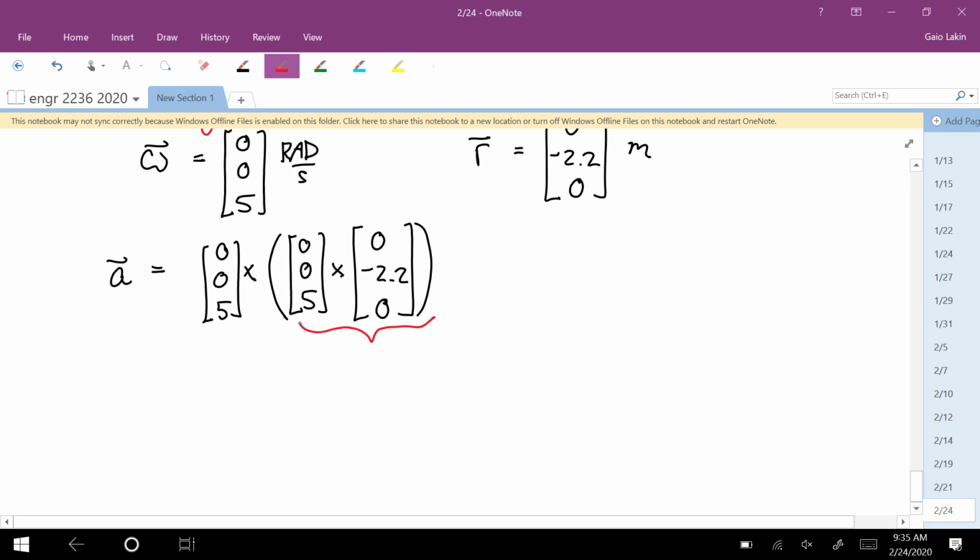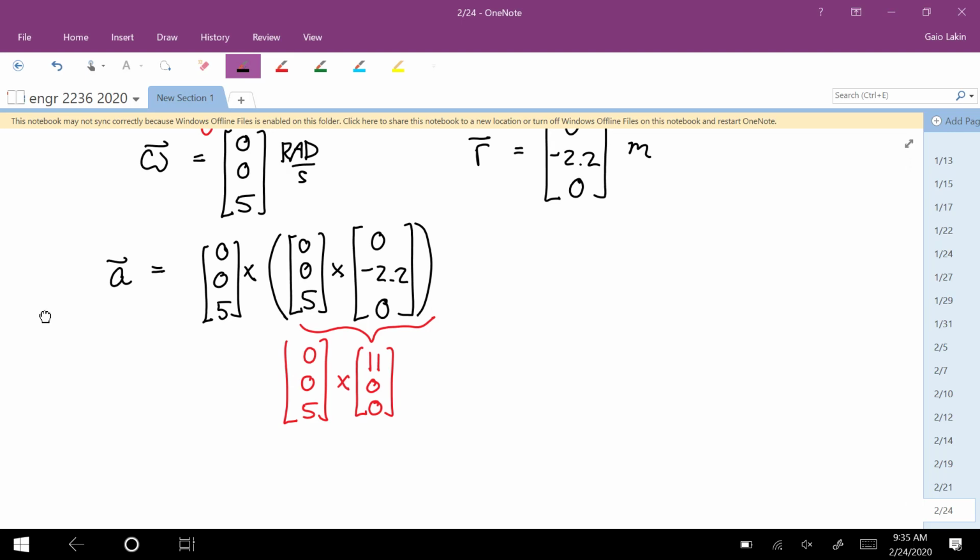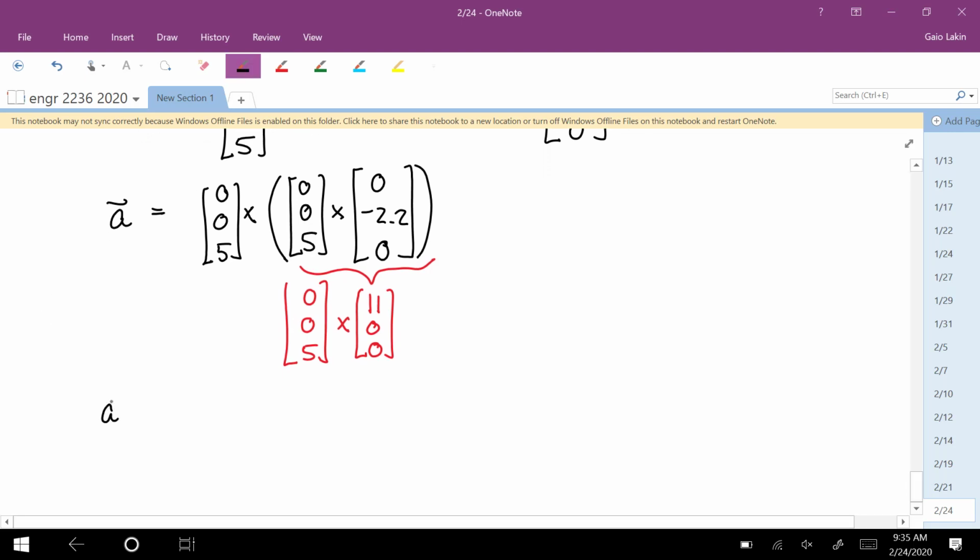So you cross these two, you get something in the positive x direction. That is 11. And then we're crossing that with 0, 0, 5. And so the acceleration of the child is 0, positive 55, 0 meters per second squared.